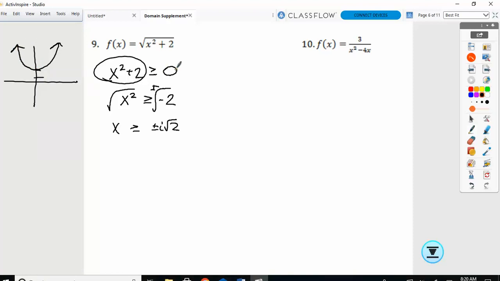We just found this thing never equaled 0. When is x squared plus 2 positive? Always. It's always above the x-axis. So there is nothing I can plug in for x that would make this a negative under my radical. So what's my domain?